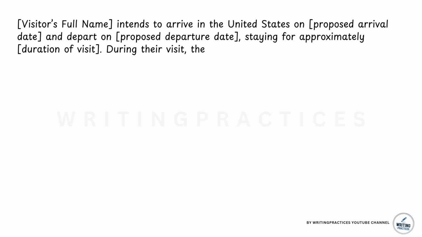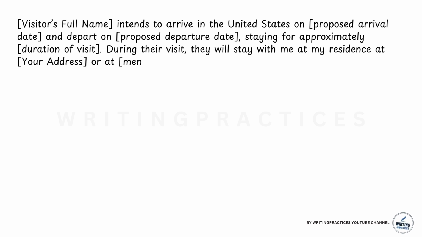During their visit, they will stay with me at my residence at your address, or at mention alternative accommodation if applicable. Providing these details shows the consular officer that the visit is well planned. If the visitor has flexibility with dates, mention that they will adjust their travel according to visa processing times.